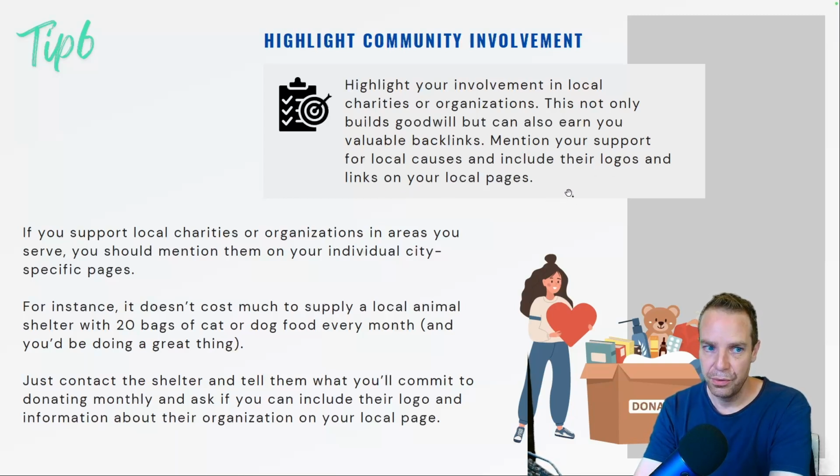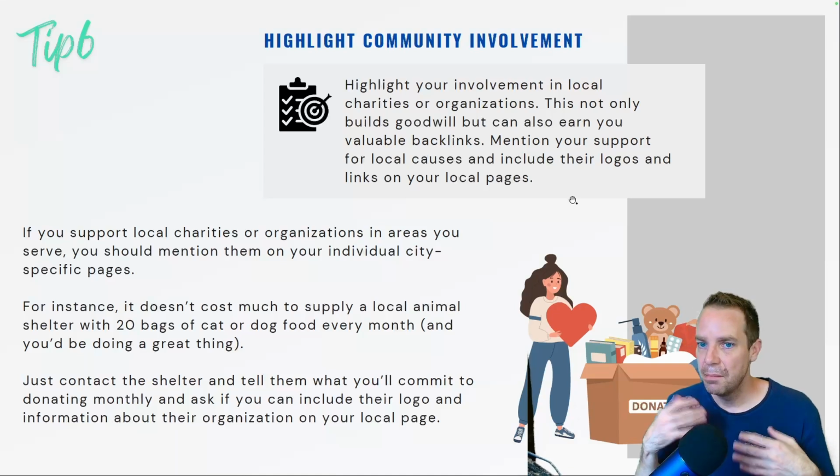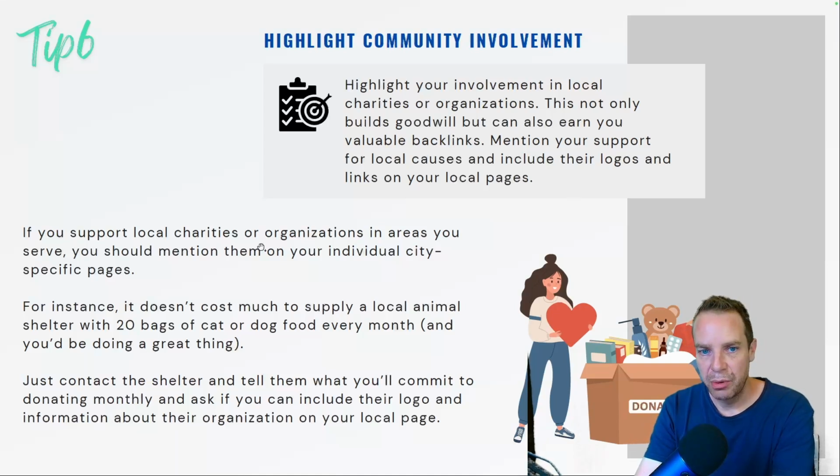So for example, if you support local charities or organizations in your area, you should mention them on your individual city-specific pages, on your landing pages and service pages. For instance, it doesn't cost much to supply a local animal shelter with 20 bags of cat or dog food every month, and you'd be doing a great thing. Just contact the shelter, tell them what you will commit to donating monthly, and ask if you can include their logo and information about the organization on your local pages.